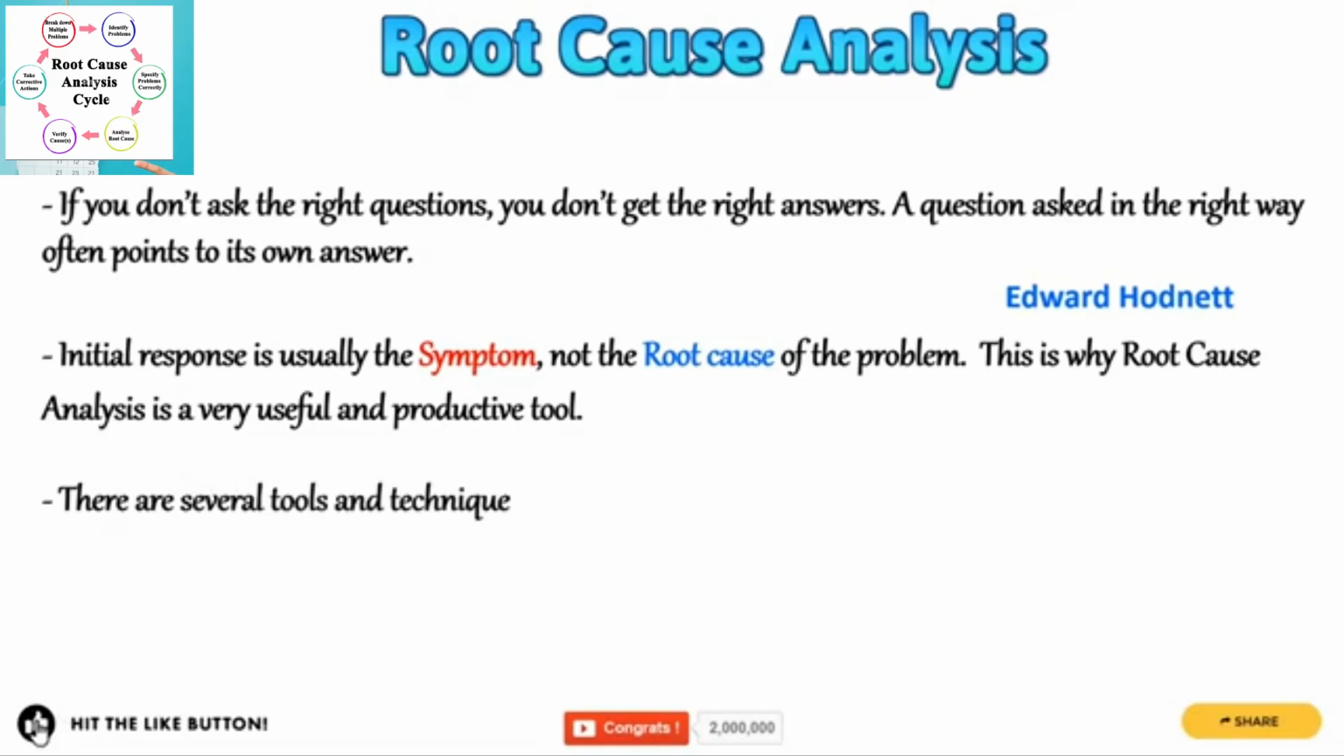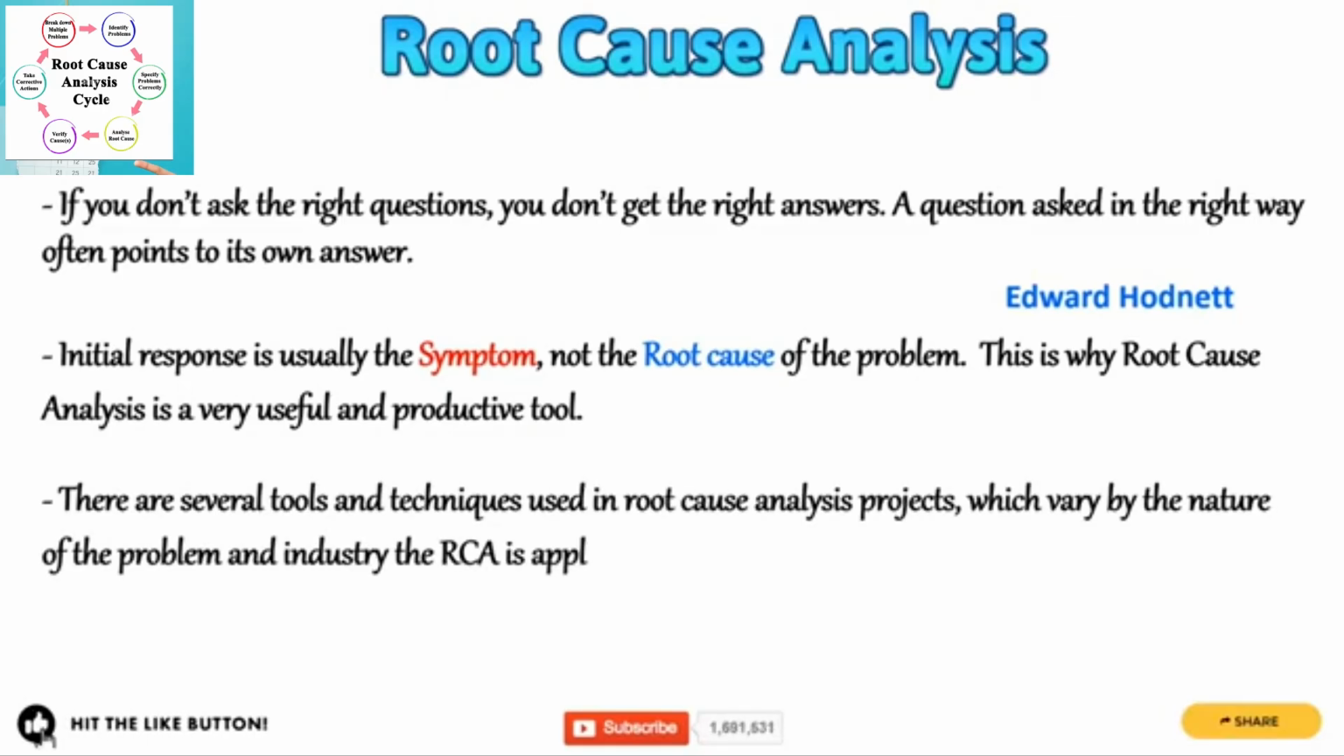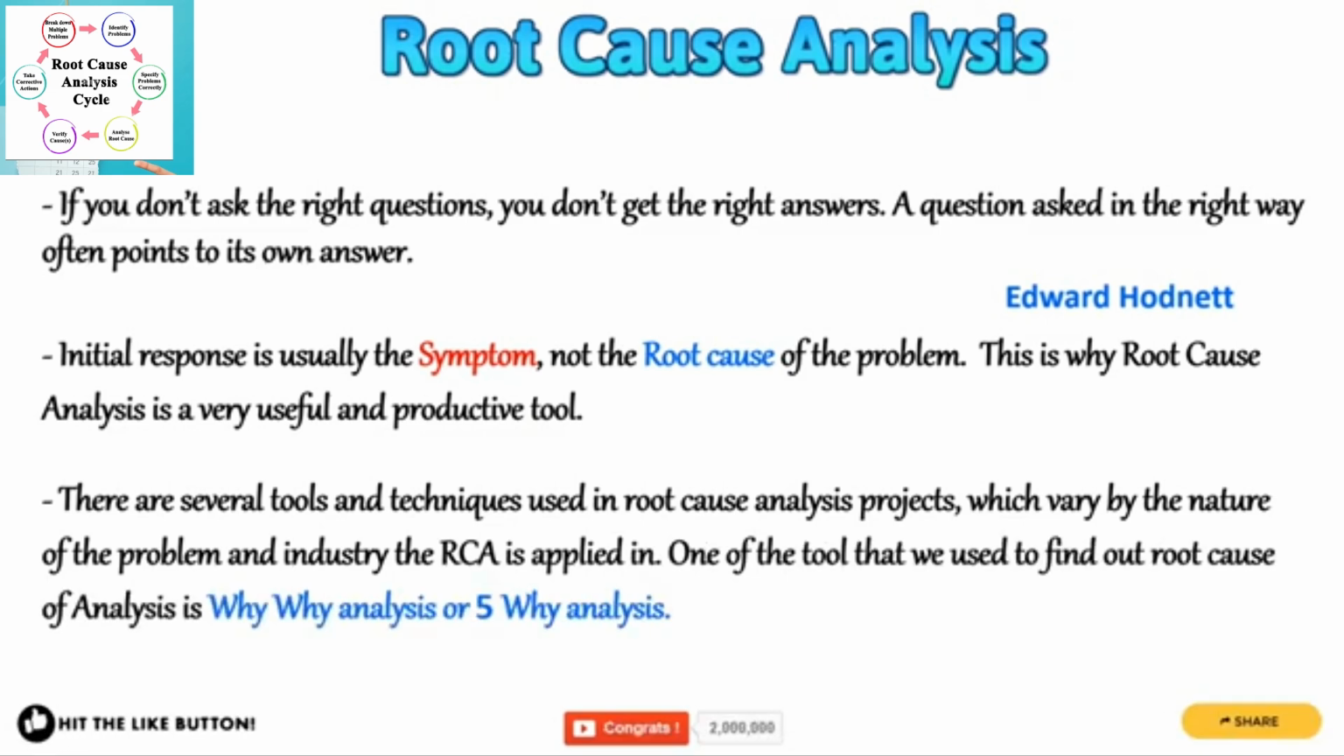There are several tools and techniques that are used in root cause analysis, which vary by the nature of problems and industries. Another tool that we use here today is the why analysis, or the 5 why analysis. Other tools include the Fishbone Diagram, which is also a very prominent root cause analysis tool.